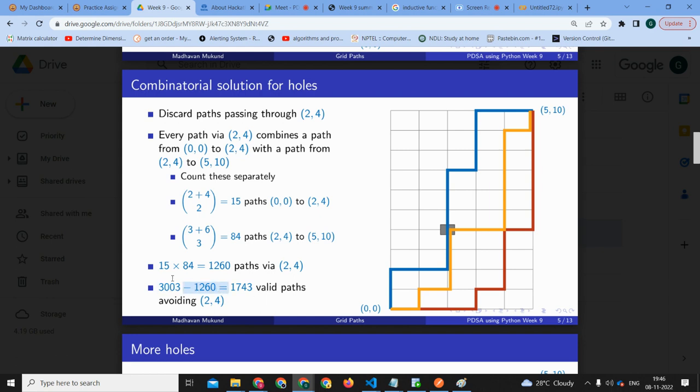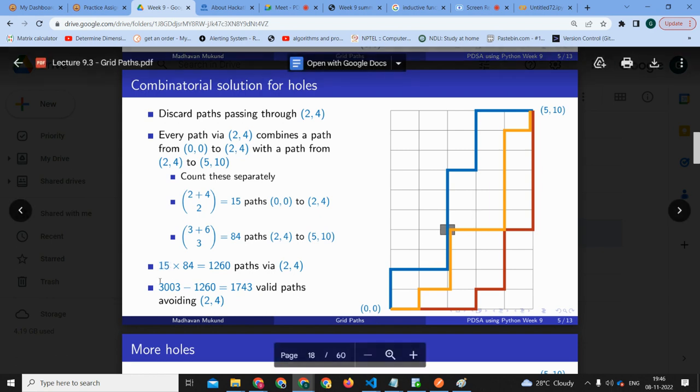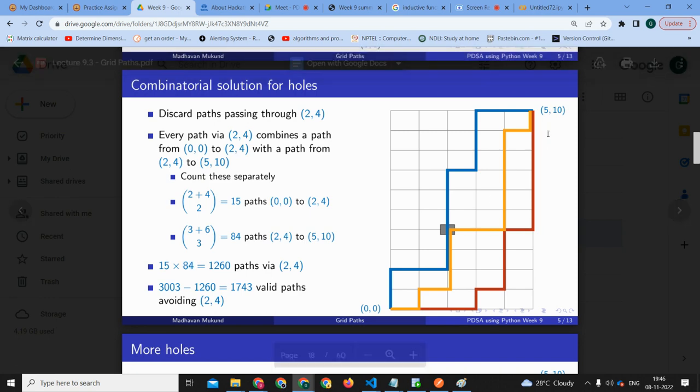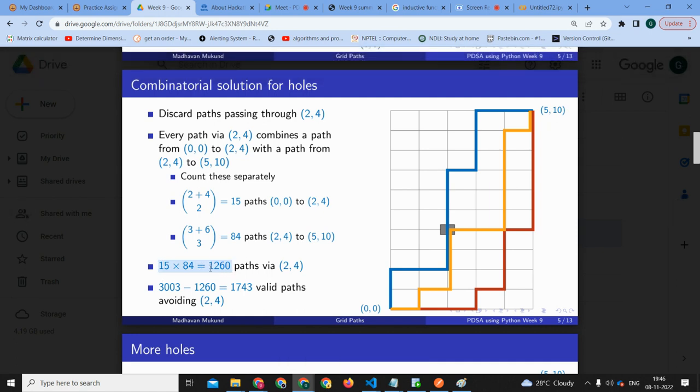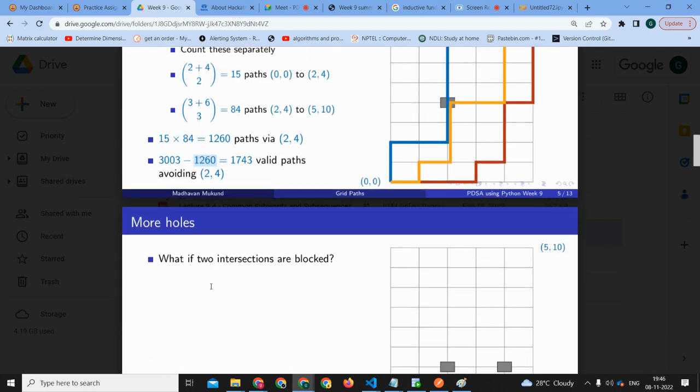Correct. So these are the total paths, right? This 15 is nothing but from 0 to 2 comma 4, and this is from 2 comma 4 to 5 comma 10. Since various combinations are available, you're multiplying them. From the original total number of paths, you're subtracting it. Vikram, are you okay with this now? Yes, yes. Is it clear?